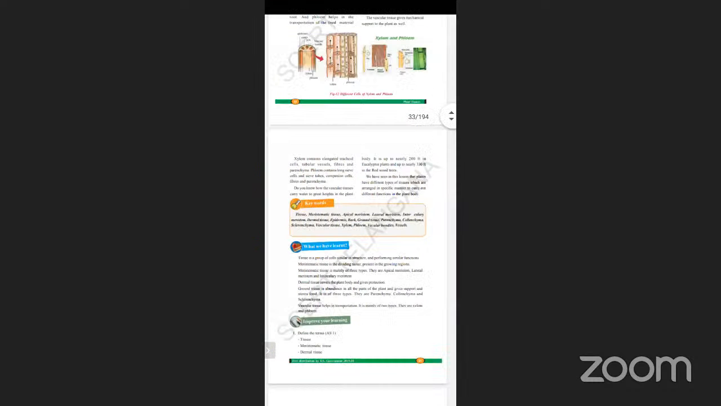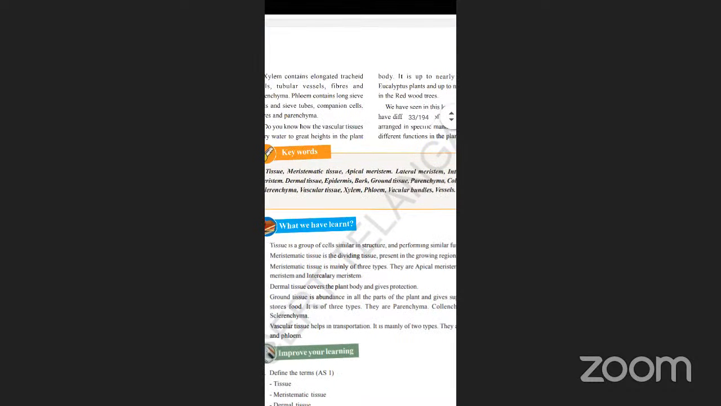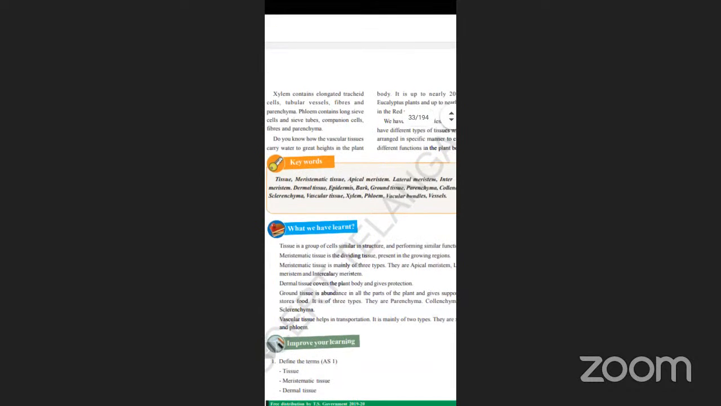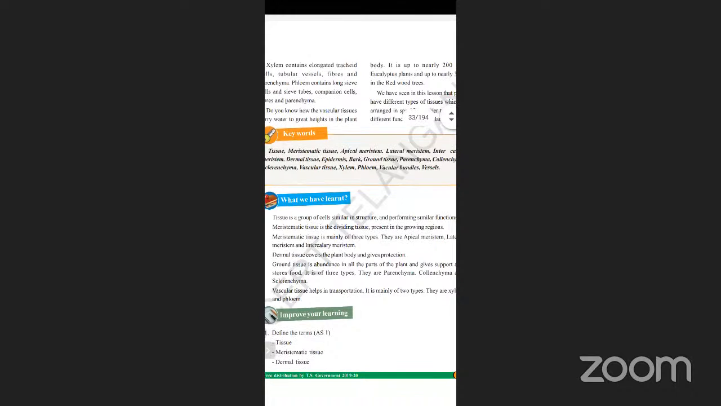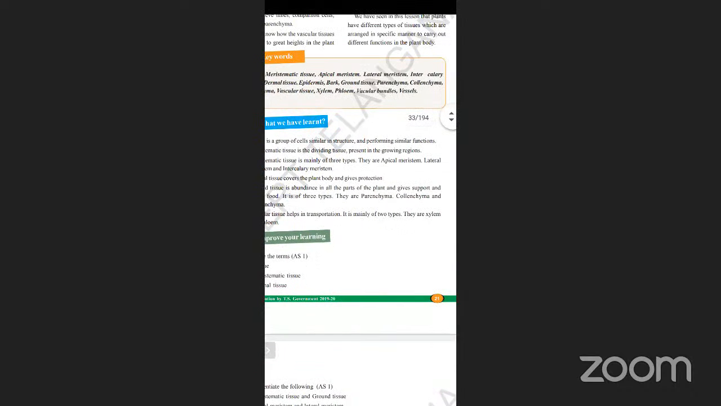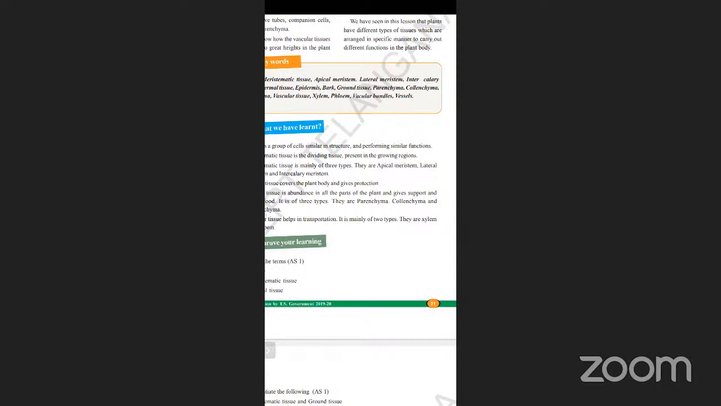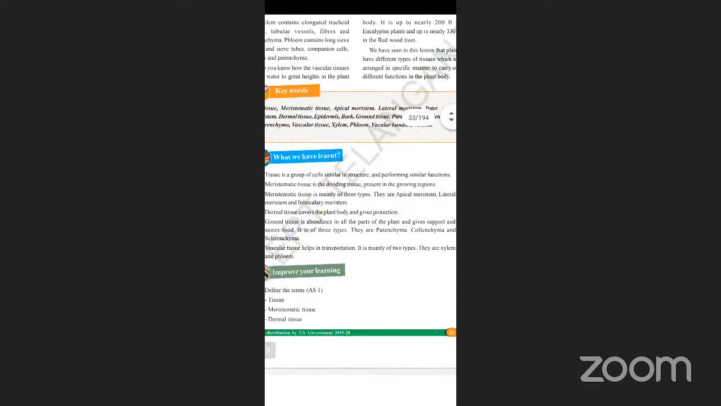Here we have the keywords, children. After that, I am going to end the session. See here the keywords: tissue. Please repeat, all of you: tissue. Meristematic tissue. Apical meristem. Lateral meristem, only cambium. Intercalary meristem. Dermal tissue. Epidermis. Bark. Ground tissue.